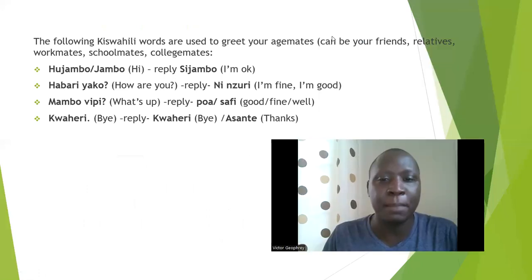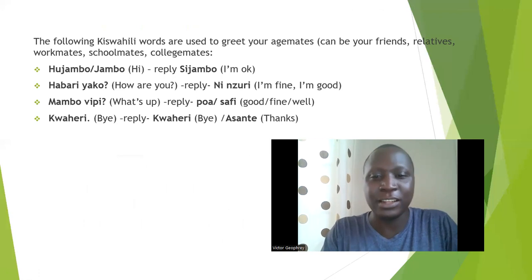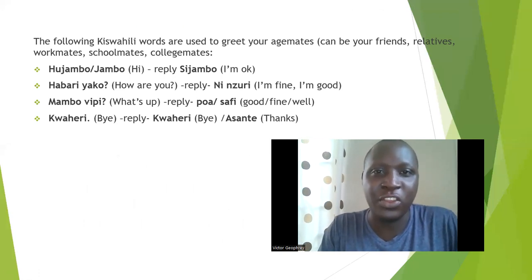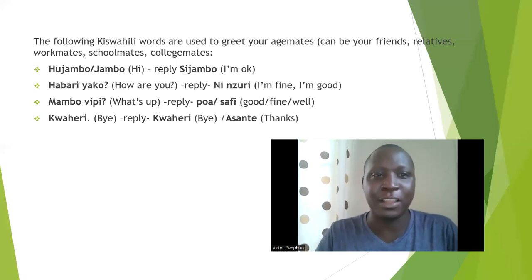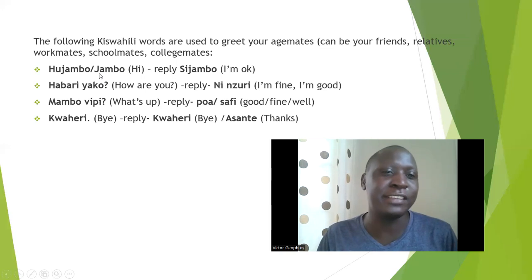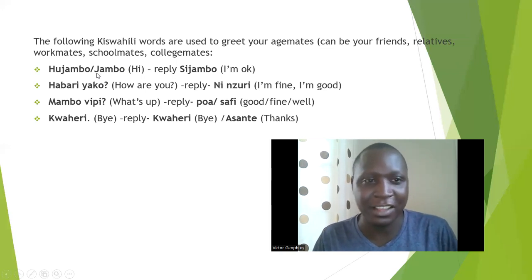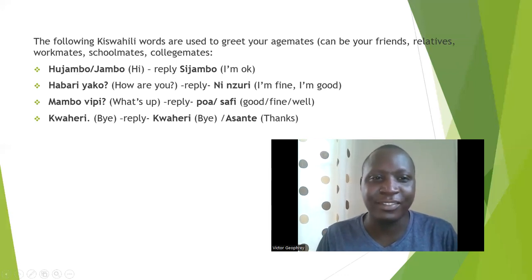Also, you may want to greet someone who is your age. There are some Kiswahili ways we use to greet an age mate. It can be your friend, relative, workmate, schoolmate, college mate, anyone. One of the words we normally use is hujambo. Some people say jambo, but jambo is not grammatically correct. The real word is hujambo, which means hi.